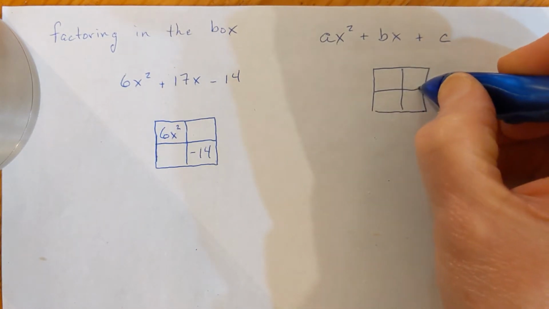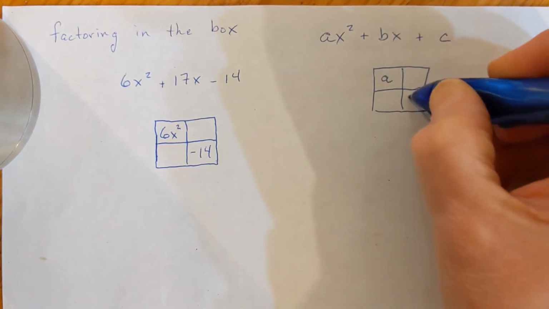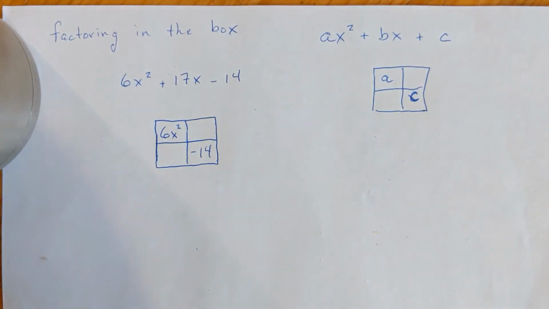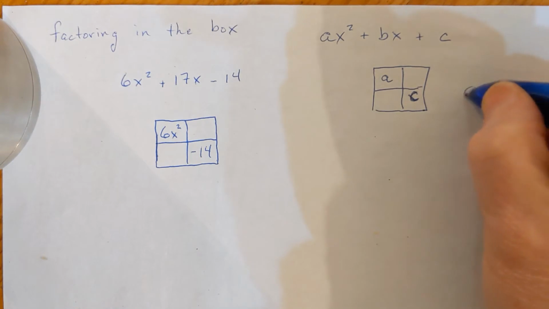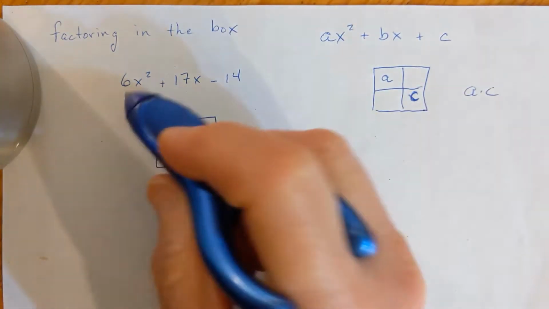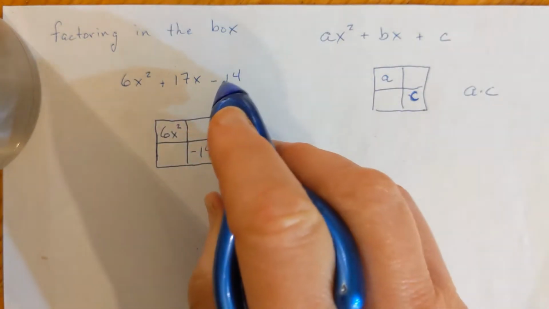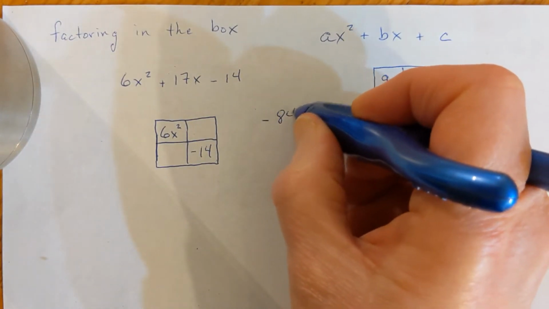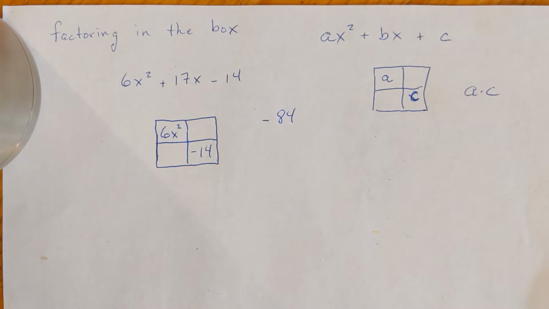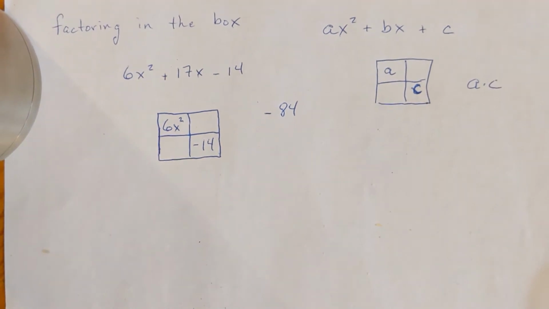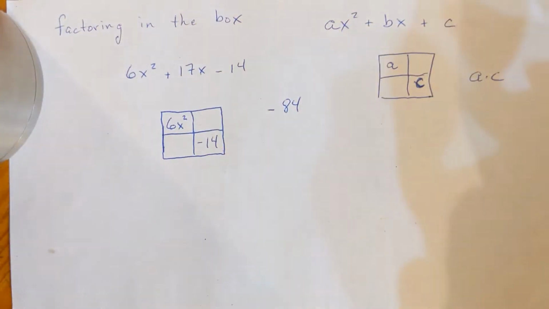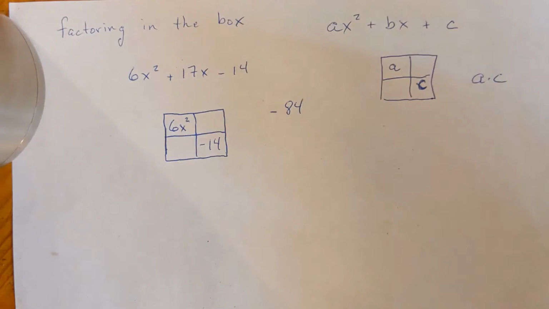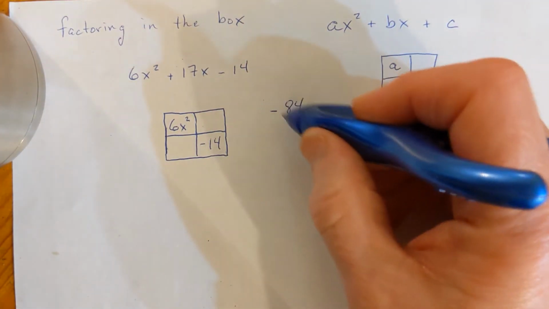So the A goes there, and the C goes there, and then I multiply A times C. So in that case, I'm going to multiply 6 times negative 14. That'll give me negative 84. I'm going to find factors of 84. I will worry about the negative after I figure out my pairs of factors that multiply to 84.